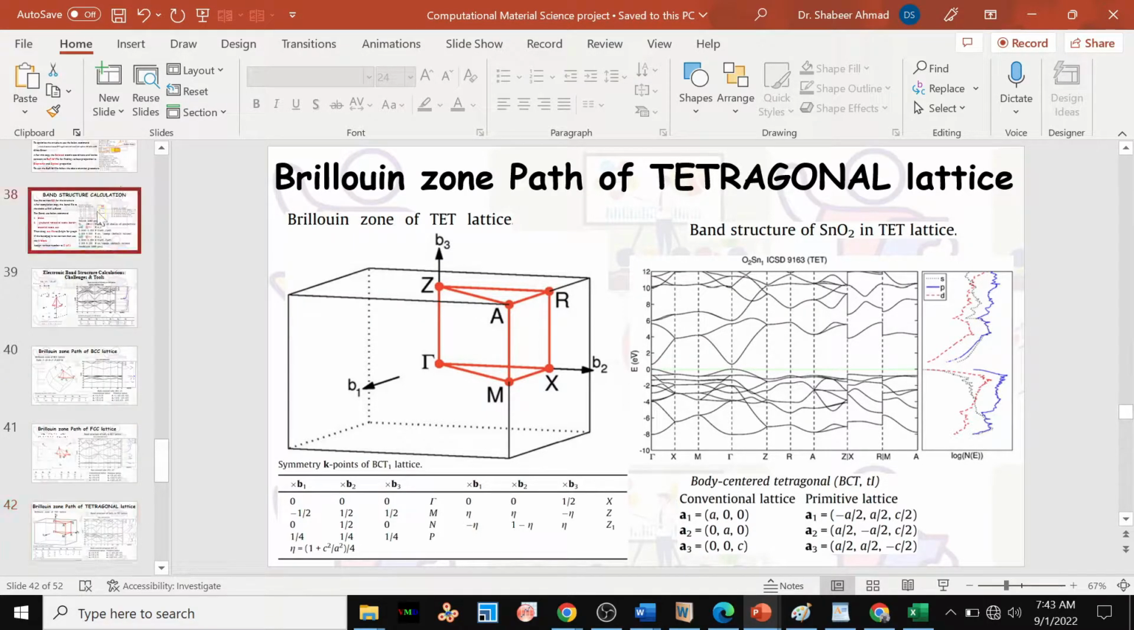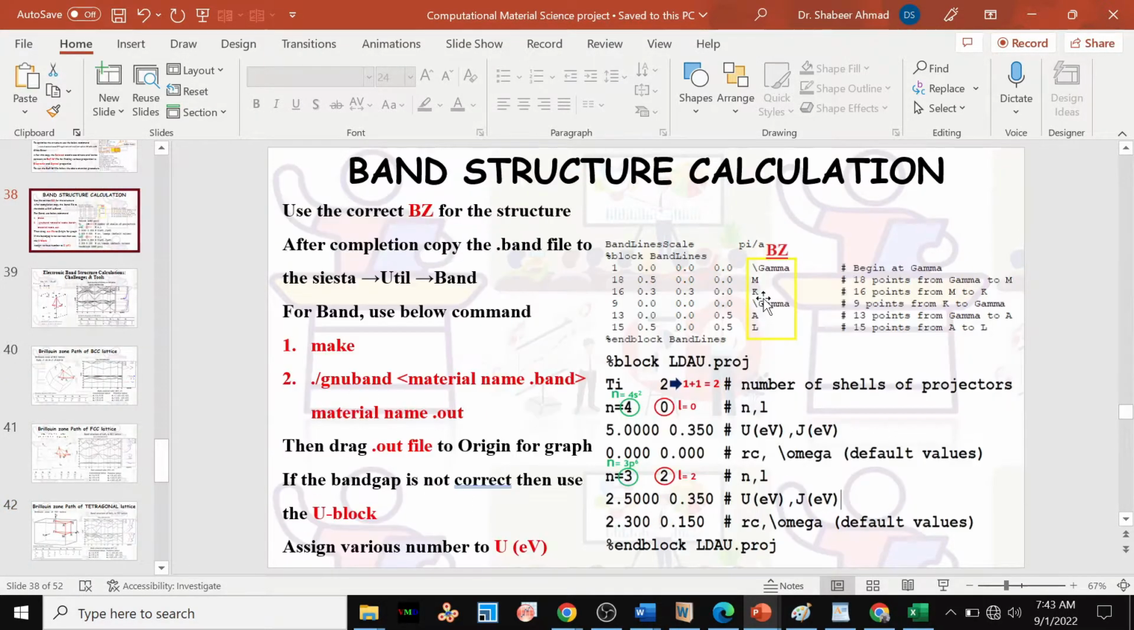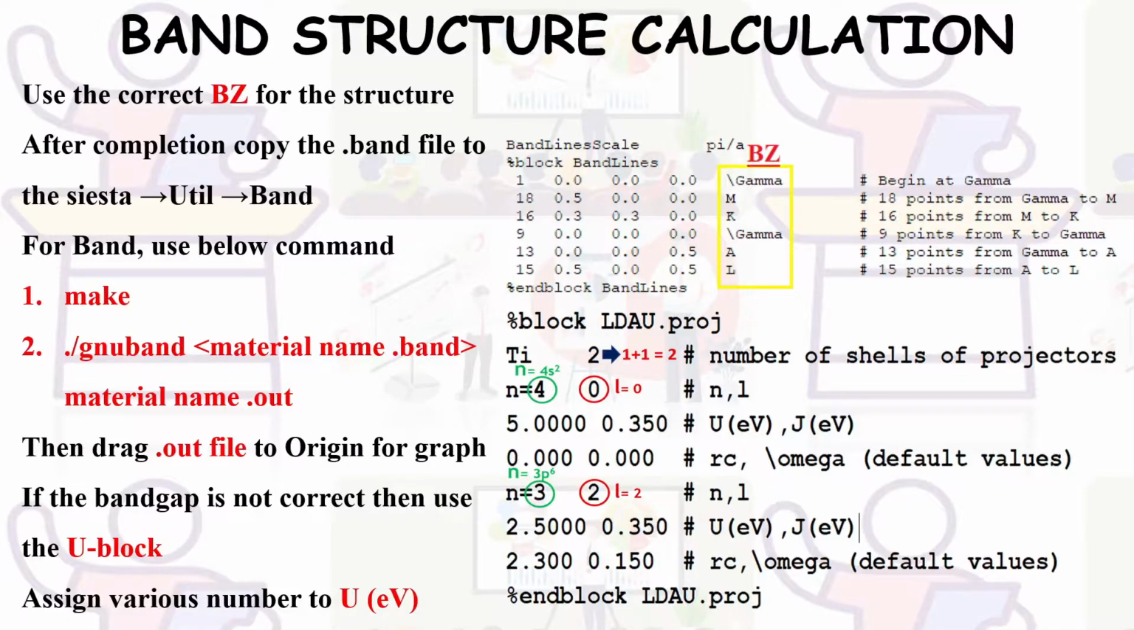So here you can see this is the ordinary, general band lines format, which you can write this way in the SIESTA input file. And for example, if your structure has some transition metals or other metals, then how can you calculate the band structure.